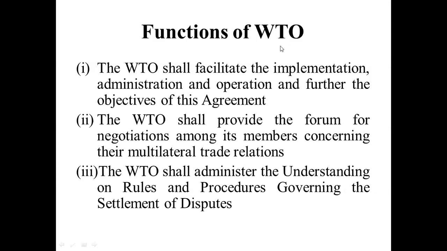Hope that you have read these functions of WTO. One of the important functions of WTO, World Trade Organization, is to facilitate the implementation, execution, administration, and operation, and further the objectives of this agreement. So the agreement of WTO, by hook or crook, should be implemented, should be executed. Then only developing countries can benefit out of this agreement.